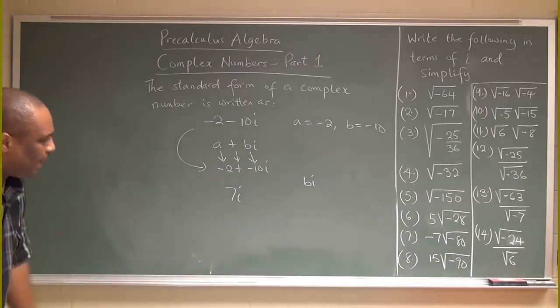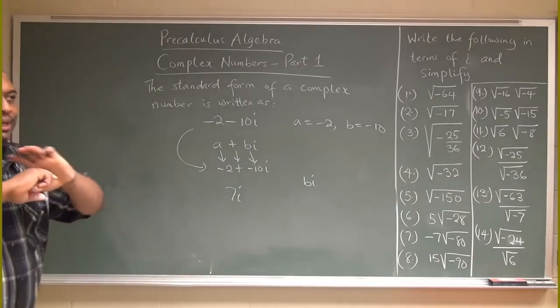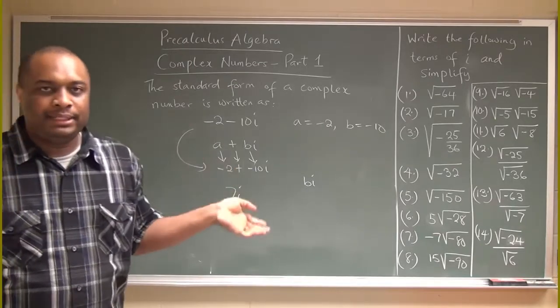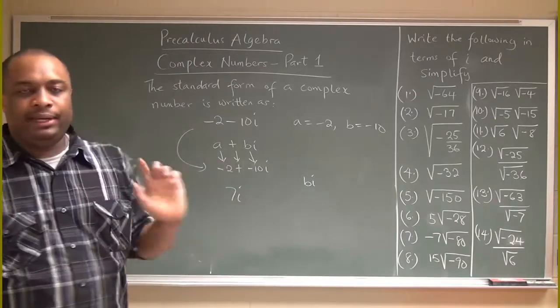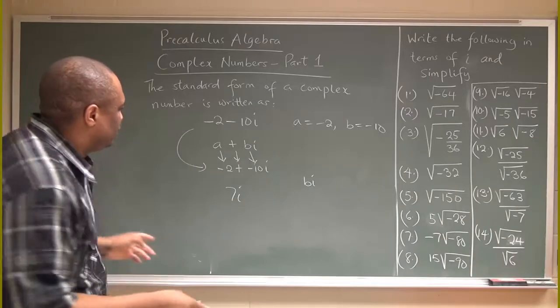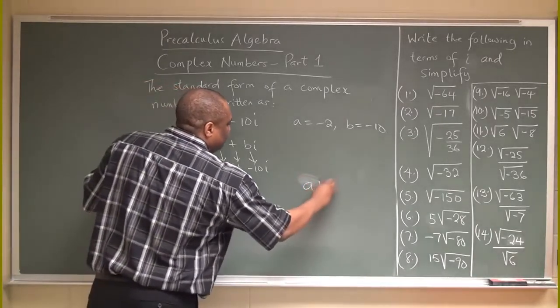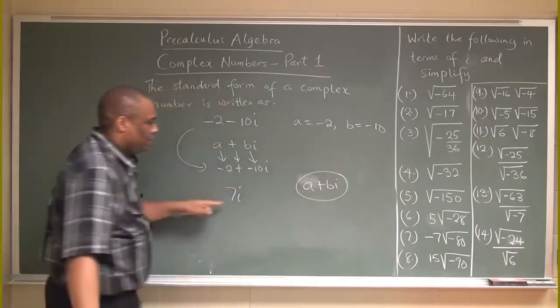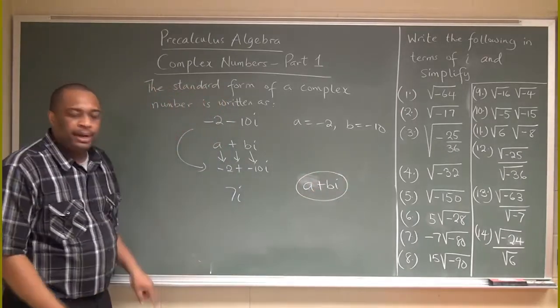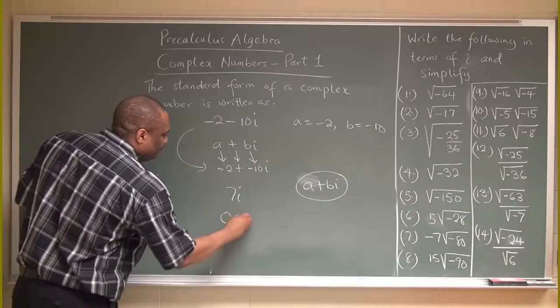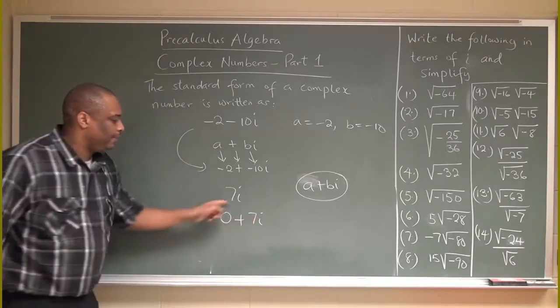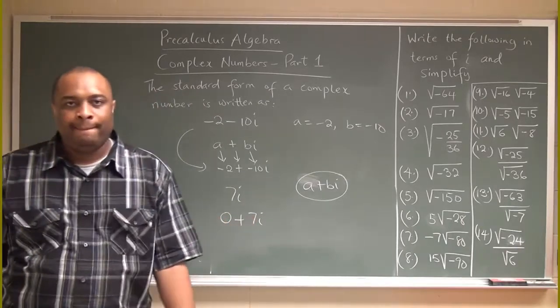It's a complex number. I mean, it's not a real number. But you are asked to find the real part and the imaginary part. So what do you think will be the real part? Remember, you want to put it as a plus bi. So what do you think you have to put as the real part? This means 0 plus 7i. That is what it means.